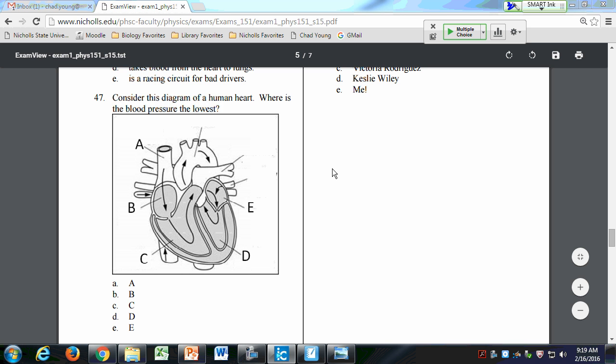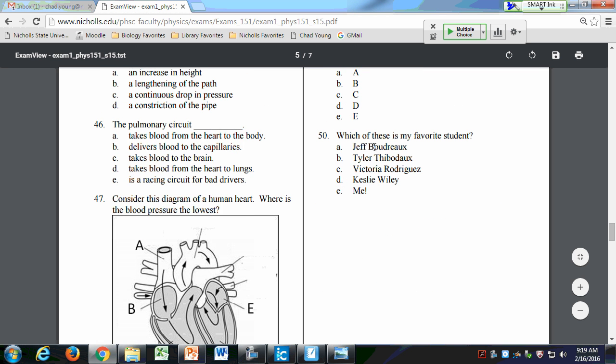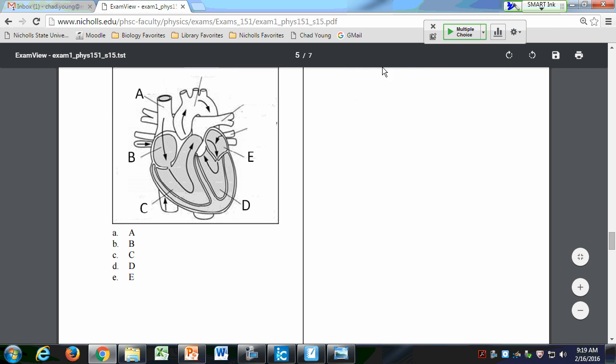Let's see. You know what the answer was? It was me. In the previous figure, what location is the left atrium? So the left atrium, same options, A, B, C, D, or E.